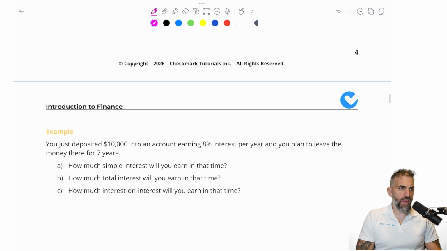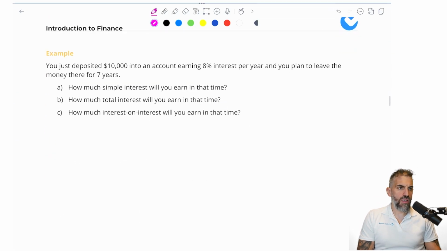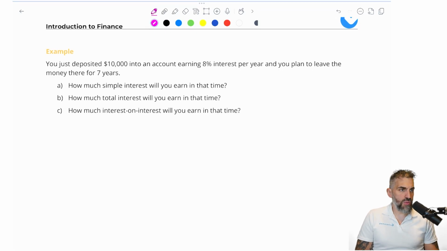Here, let's actually jump ahead to page number 5. So you just deposited $10,000 into an account earning 8% interest per year, and you plan to leave the money in there for 7 years. How much simple interest will you earn? Okay, so simple interest, remember the formula was the principal amount multiplied by the rate multiplied by the number of years.